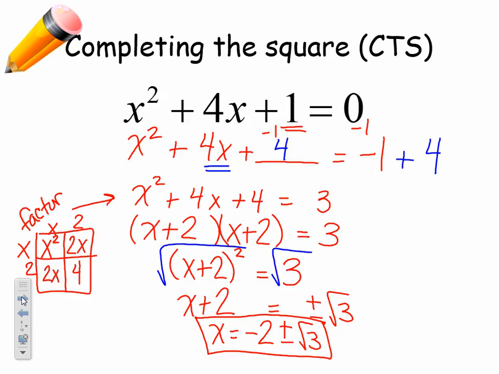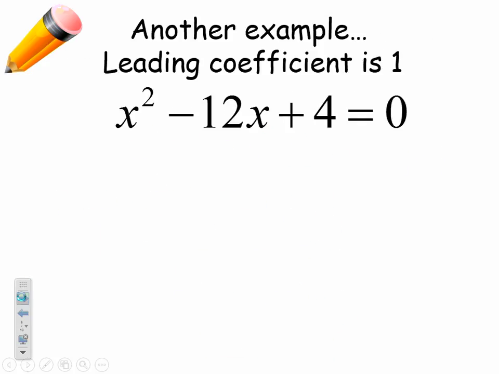Both of those are irrational decimal sort of answers that we don't need to write out. We'll just leave our final answer like that. But I still have my two solutions thanks to completing the square. Okay, let's take a look at another example.